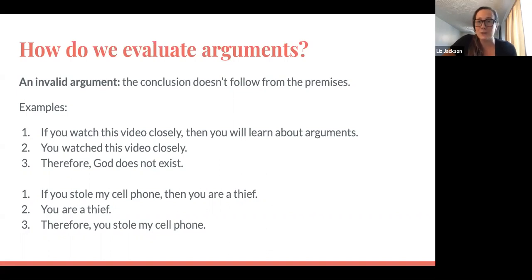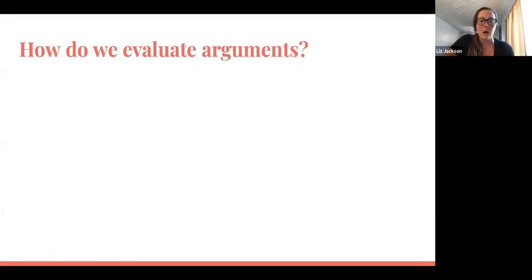So sometimes it's really obvious that an argument's invalid, and sometimes it's a little more subtle, and we have to think, well, let's really think about what if these premises are true? Is the conclusion going to be true? And in some cases, it seems like the conclusion might be true, but we really have to think about whether the conclusion follows. Okay, this is the last concept we're going to talk about, and that's soundness.